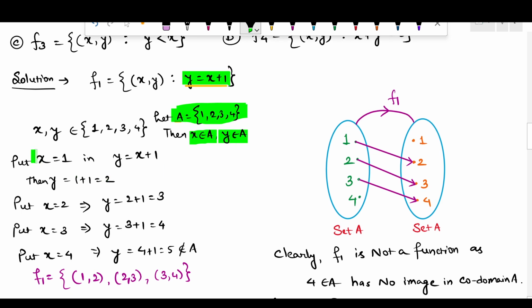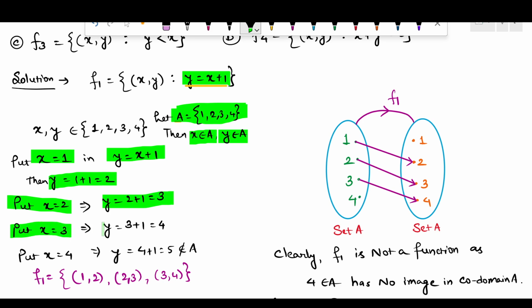Now put x equals 1 in this equation. Then y equals, in place of x put 1, 1 plus 1 which is 2. Then put x equals 2. Then y equals 2 plus 1 is 3. Then put x equals 3. Then y equals 3 plus 1 is 4. And see here, this x and y should belong to A, right?